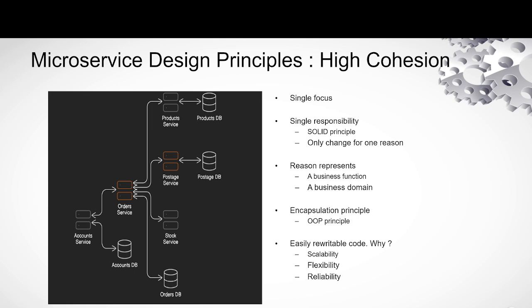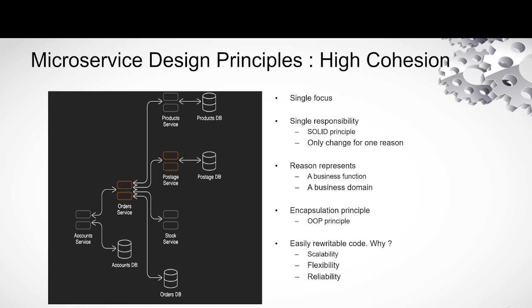We then enhance or upgrade our microservice with the new functionality, and the reason for the change, that is the responsibility, normally represents a business function or business domain. Our postage calculation microservice is a business function, and an account service to do with the accounts department might represent a business domain. High cohesion is also like the encapsulation principle from object-oriented programming. We take all data and functionality that is related, and we package it into one package, which is the microservice.